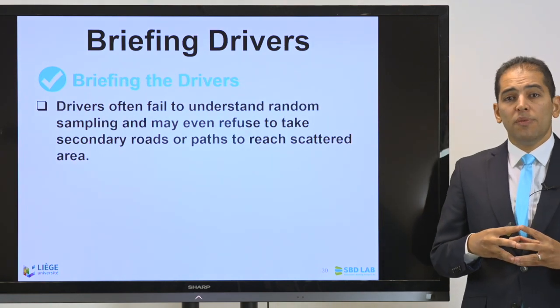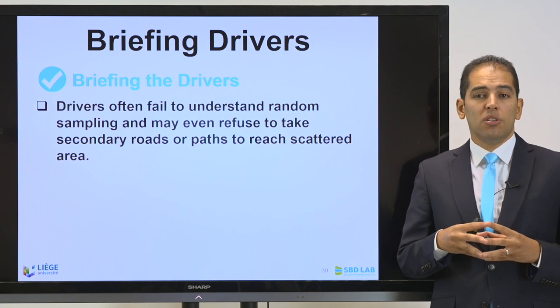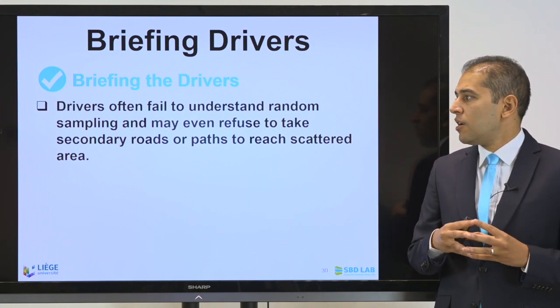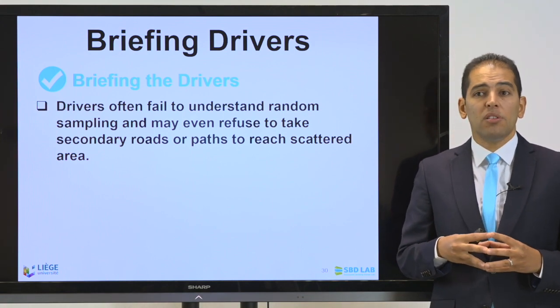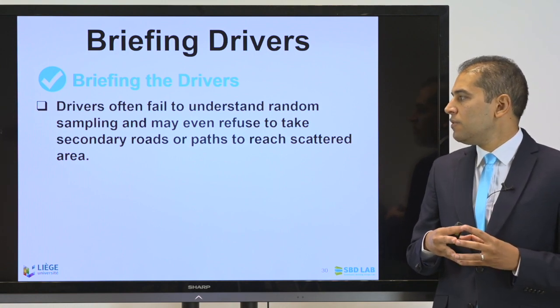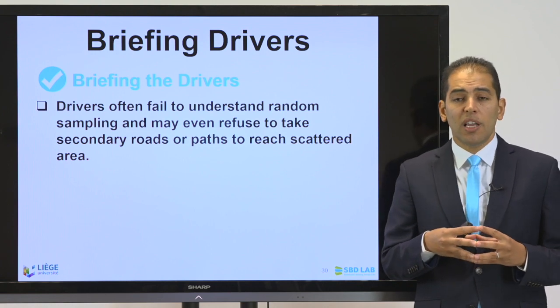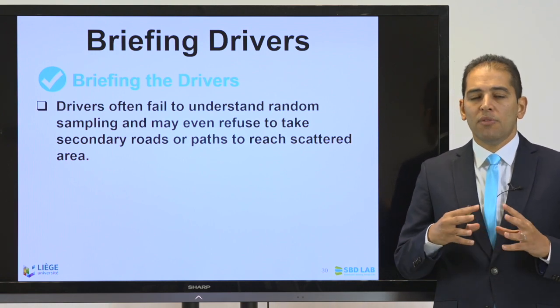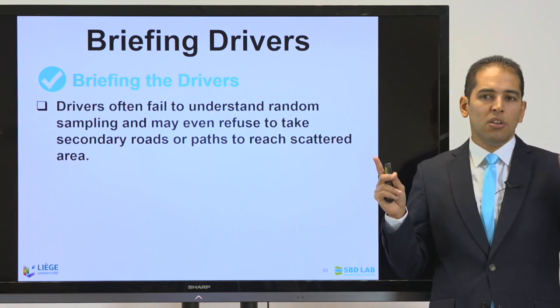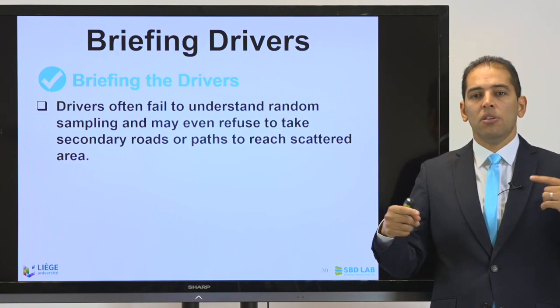Then we talk about briefing to drivers. If your team is going to drive themselves or they have specific drivers, drivers often fail to understand random sampling and may even refuse to take secondary roads or passes to reach scattered areas. So if you have drivers, they will never understand why you're going in this neighborhood, and then you're going back 2 blocks after, and then you're going forward.